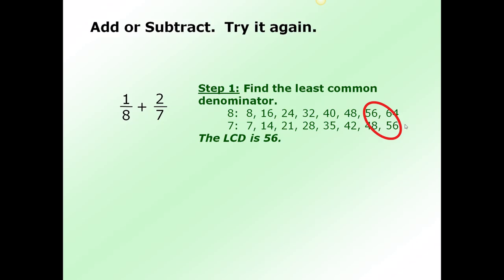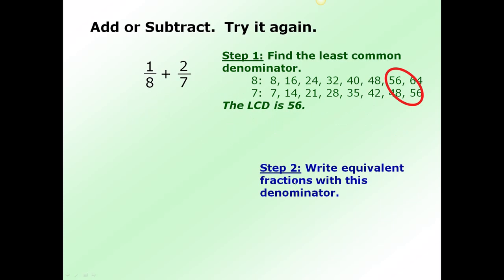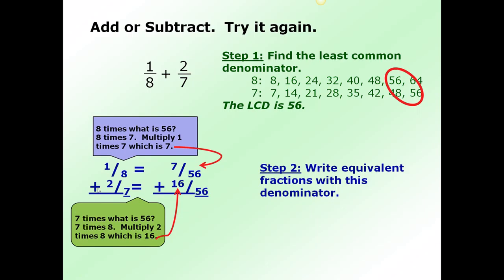56. So if you're still struggling with multiplication tables, here's a chance to go, oh, I really should keep working on those. Because otherwise you're doing extra work. Because like I said, these are steps I do in my head. But I have to find the least common denominator. I do have to do that. And then step 2 says to write equivalent fractions with this denominator. So let's do it.